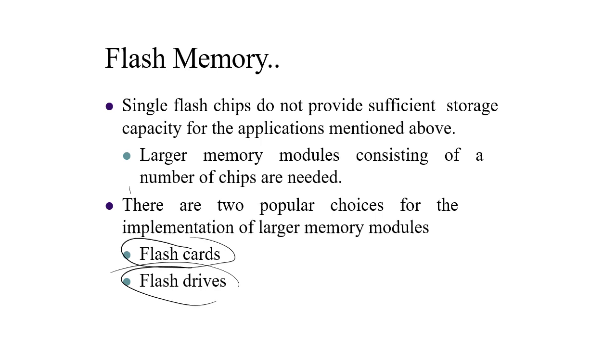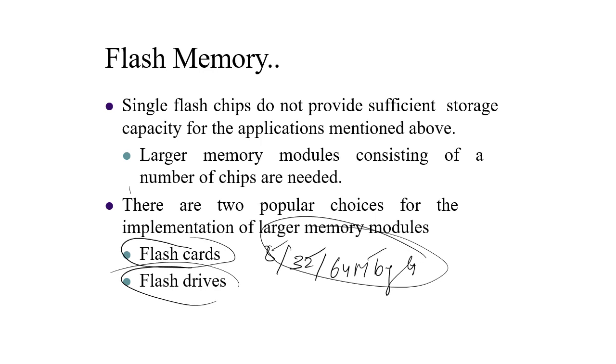One way of constructing the larger modules is to mount the flash chips on a small card. Such flash cards have a standard interface that makes them usable in a variety of products. The typical sizes may be 8 megabytes, 32 megabytes, 64 megabytes, and so on. The flash cards can come in different ranges, that is 8 megabytes, 32 megabytes, and 64 megabytes.